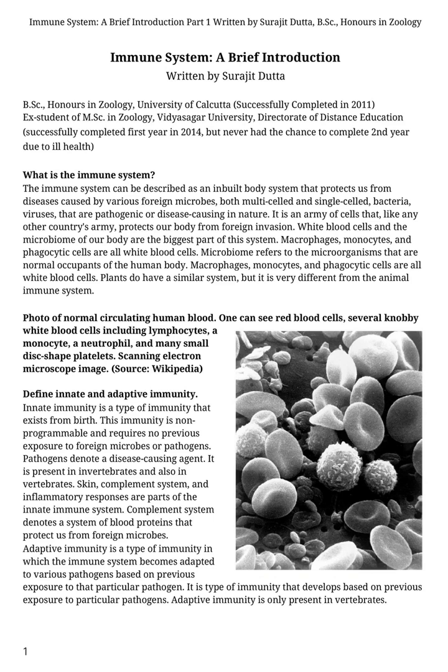Skin, complement system, and inflammatory responses are parts of the innate immune system. Complement system denotes a system of blood proteins that protect us from foreign microbes. Adaptive immunity is a type of immunity in which the immune system becomes adapted to various pathogens based on previous exposure to that particular pathogen. It is only present in vertebrates.